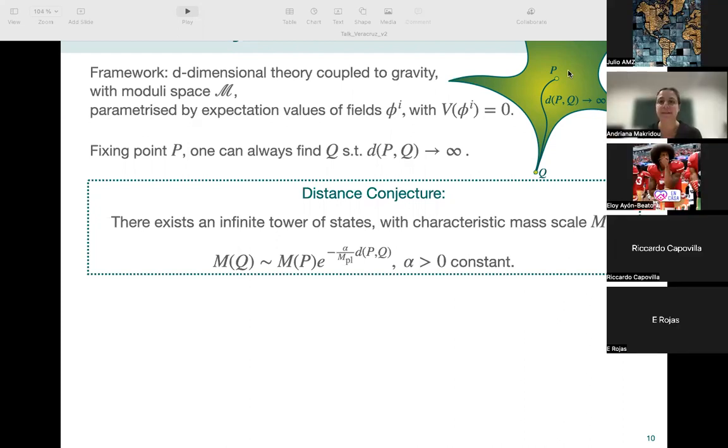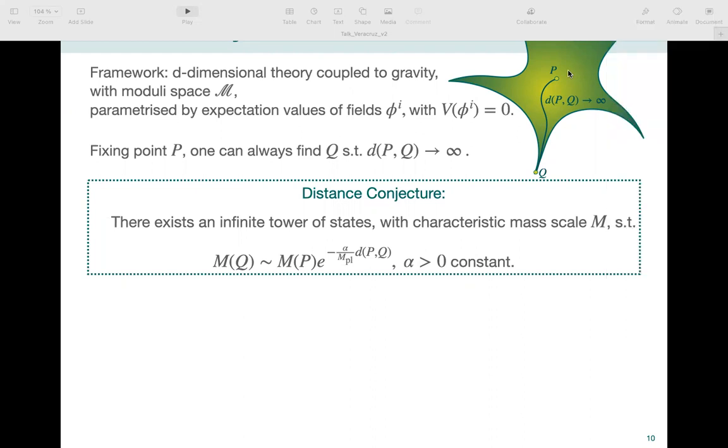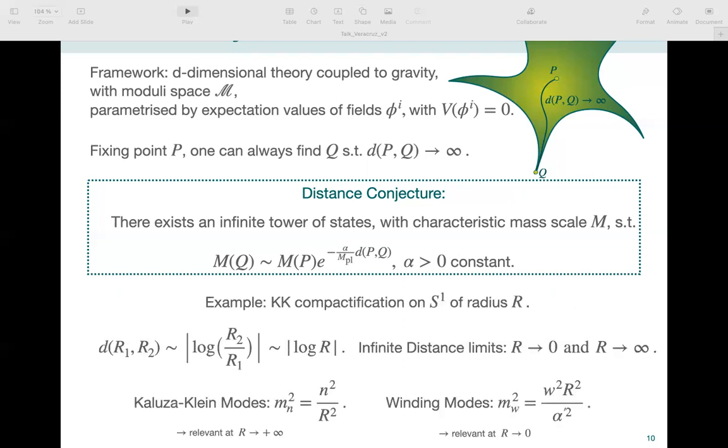And then the distance conjecture is claiming that if you start from some specific point in the moduli space, you can always take an infinite distance limit. So, for example, compactification on the circle, just set the radius to infinity. And then what should happen is that an infinite tower of states should appear with characteristic masses falling exponentially with the distance that is covered in this asymptotic limit. And this particular example is the one I already mentioned.